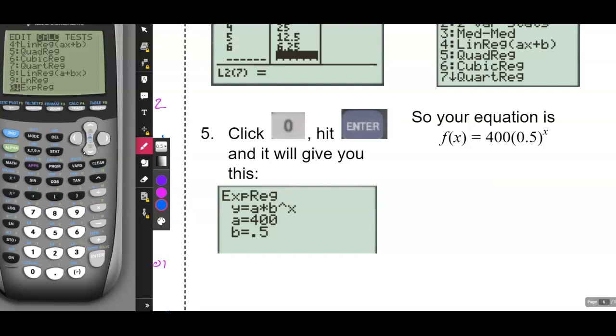But we're trying to get to exponential regression, ExpReg. And you click Enter. Now these are somewhat cool, or maybe they skipped a step when they were writing this down. But what you do from here is you just continuously press Enter, Enter, Enter.